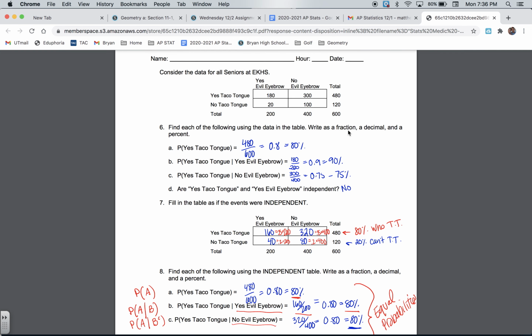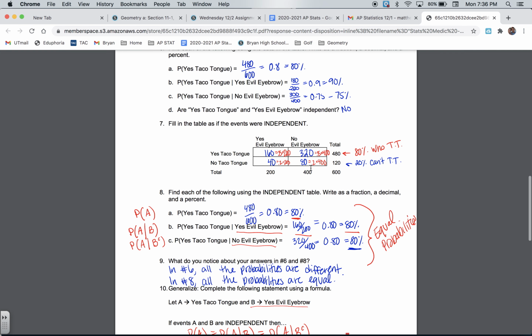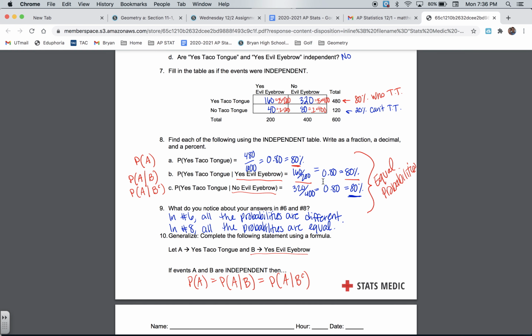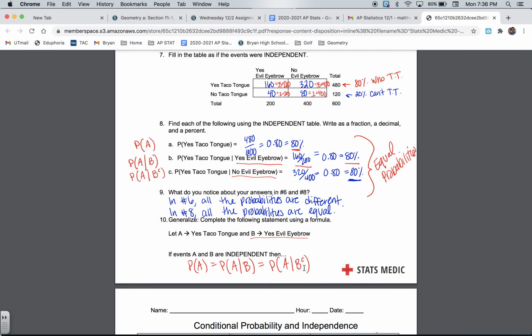So if they're dependent, the odds are different. If they're independent, those odds are the same. So here it is written out in like notation form. And so if we say that the events are independent, the original probability, that 80%, is equal to the probability of that event given this other event. And that's also equal to the probability of the event given the opposite one.